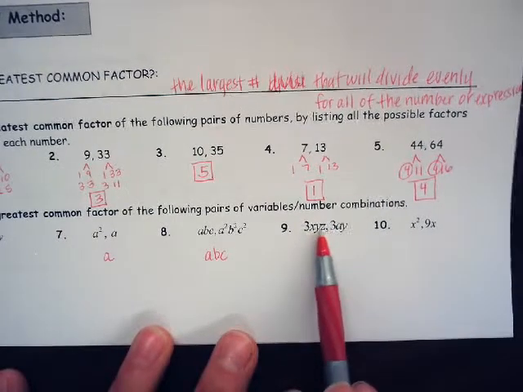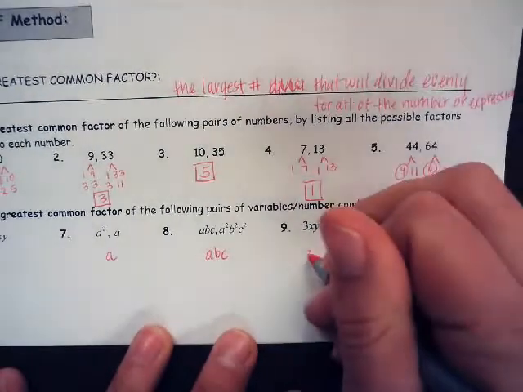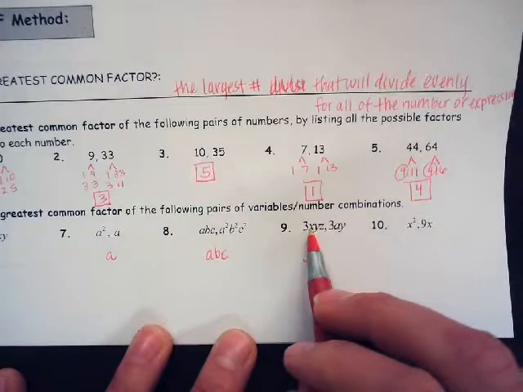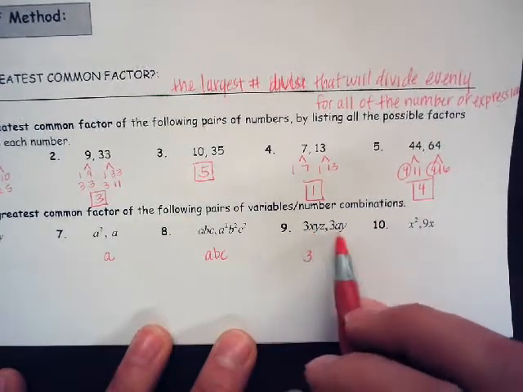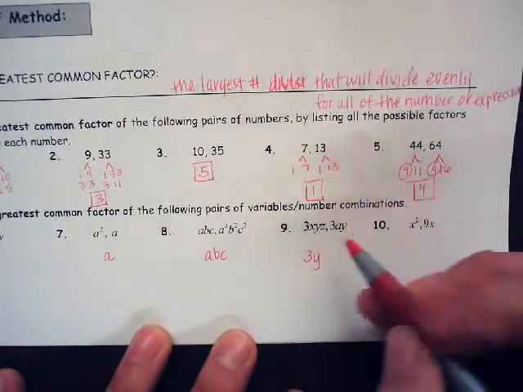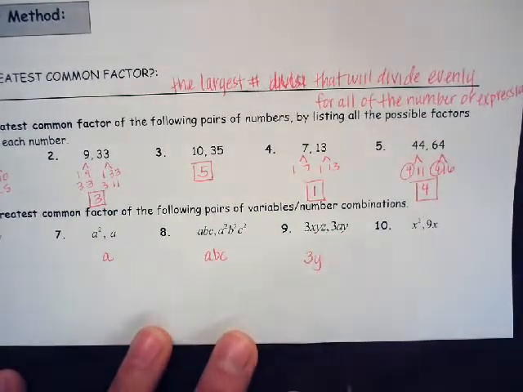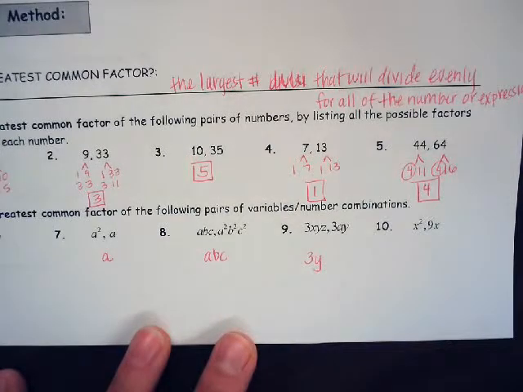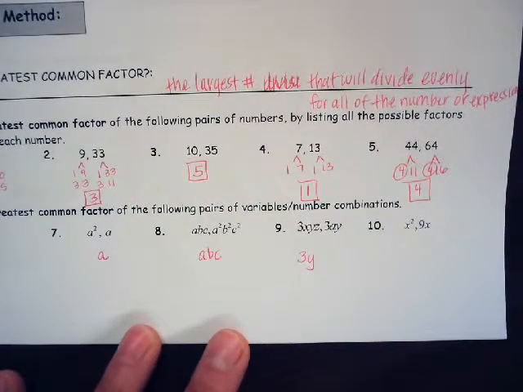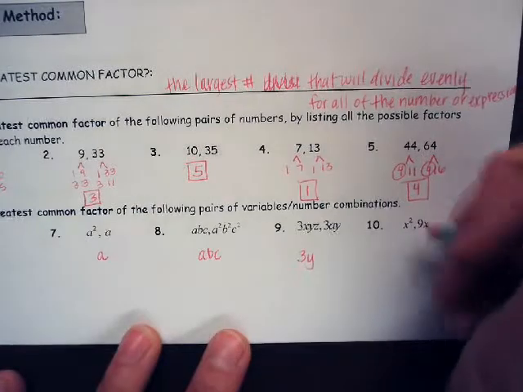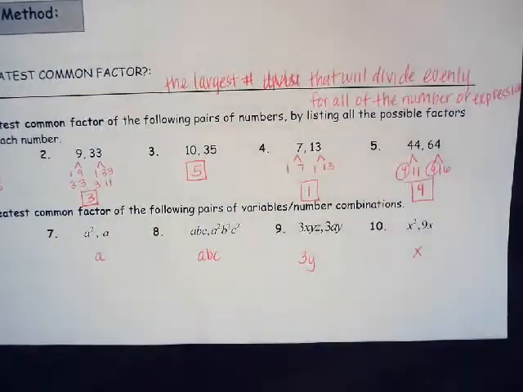So let's look at the first one. They both share a 3, so I can say 3. This one has an x, but that one doesn't. This one has a y, and so does that one, so I can say y. This one has a z, but that one doesn't. And this one has an a, but that one doesn't. So 3y would be the greatest common factor. And then the last one, x squared and 9x, the greatest common factor would just be x.